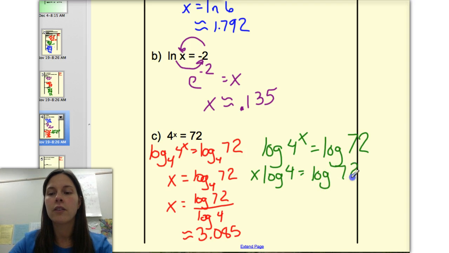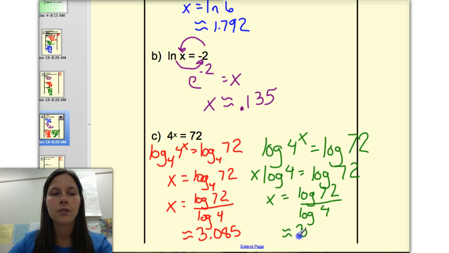And then to finish solving for x, we're going to divide both sides by log of 4. So we got x equals log of 72 divided by log of 4. And this is kind of a little proof of the change of base formula and why it works. And then, of course, this is exactly what we got for our last answer. So we got 3.085 for this as well.